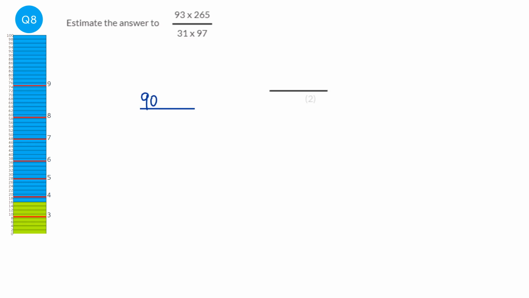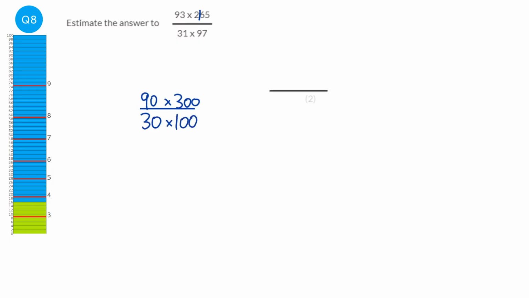Now, some people will write 270, but one significant figure means the line goes after the 2, and so that would round to 300. Then 31 will round to 30, and 97 will round to 100.